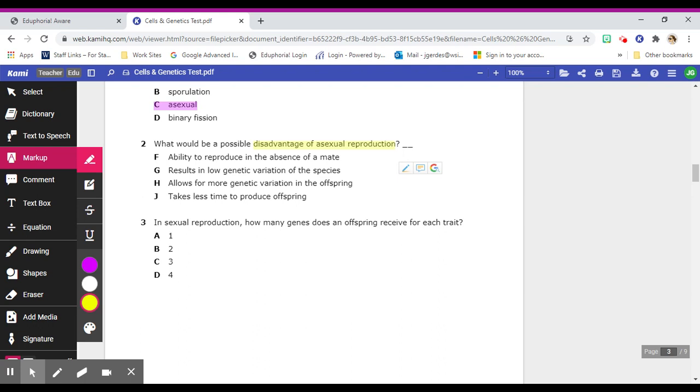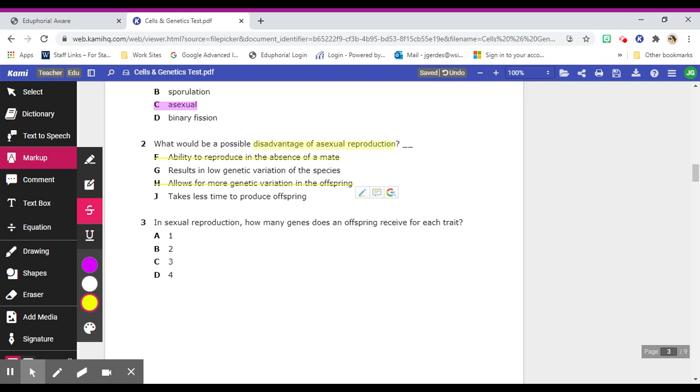Number 2, results in low genetic variation of a species. Well, we know that is true. There's not going to be a lot of genetic variation, not a lot of difference between the offspring and its parent. So I'm going to leave that one. We said it wasn't this one for sure. And I'm going to leave the next one because I'm not sure. Letter H, allows for more genetic variation in offspring. That is completely false. It does not allow for variation. So I know that's not even a choice I can pick, so I'm going to cross that one out.